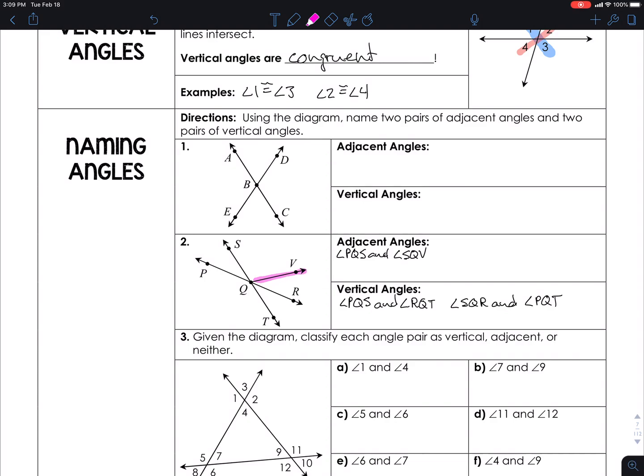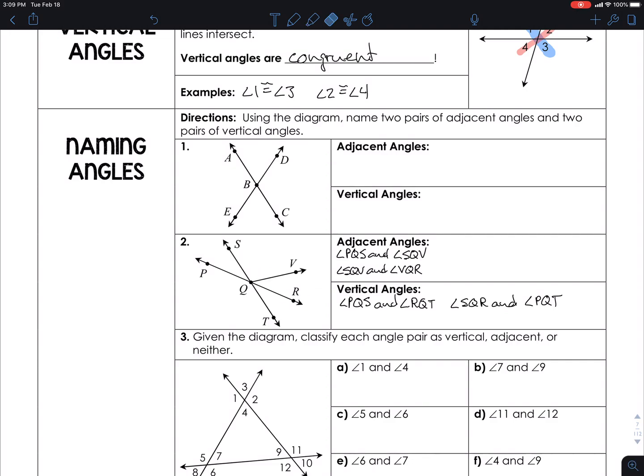Here's another side. So I do the angles on both sides of that. So it's going to be angle SQV. And what's on the other side of that one? Angle VQR. So the two I did on that one was this angle and then this angle. Those are adjacent. They're next to each other.